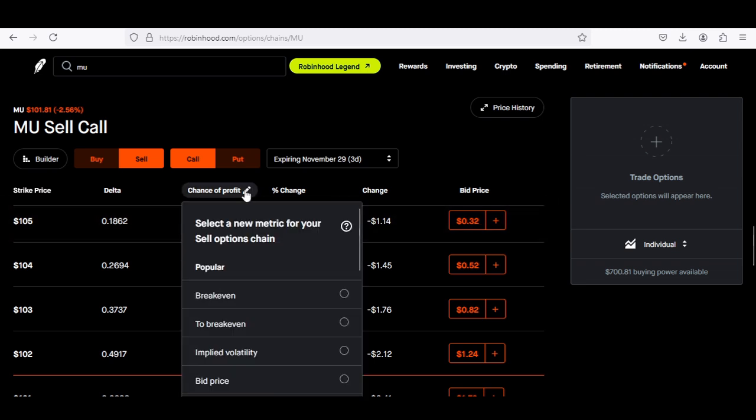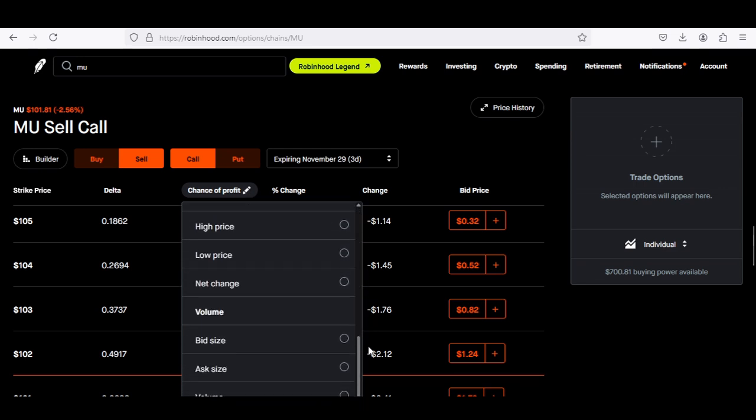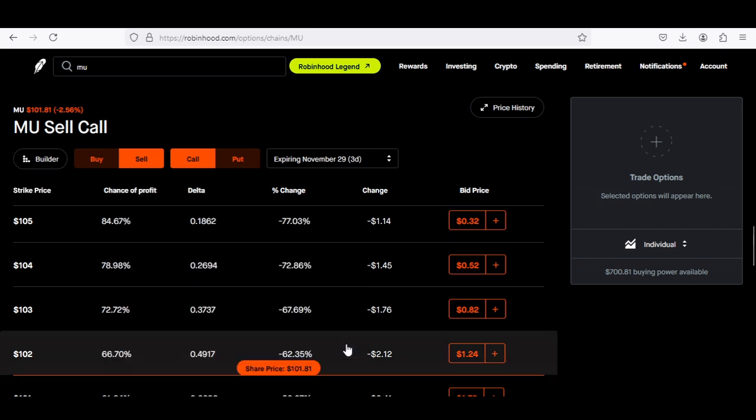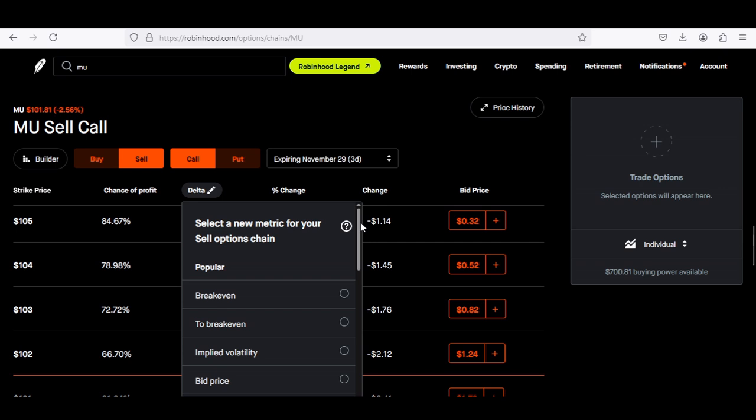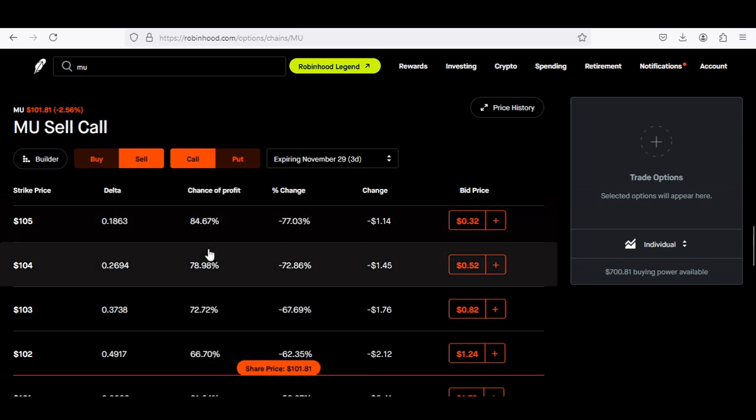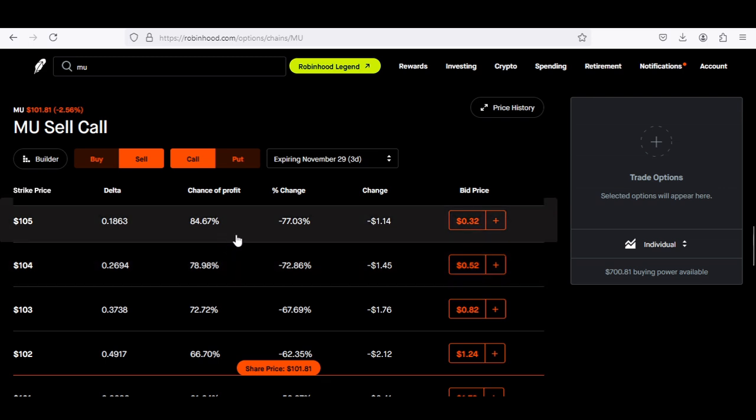So we're going to go to chance of profitability. We're going to hit the pencil icon, and now we're going to switch it up to our delta. So here we are on our delta. Let's get back into chance of profitability so we can continue the video from there. Okay, so once again, we're back on the chance of profitability. Now we're going to go ahead and choose that perfect strike price.